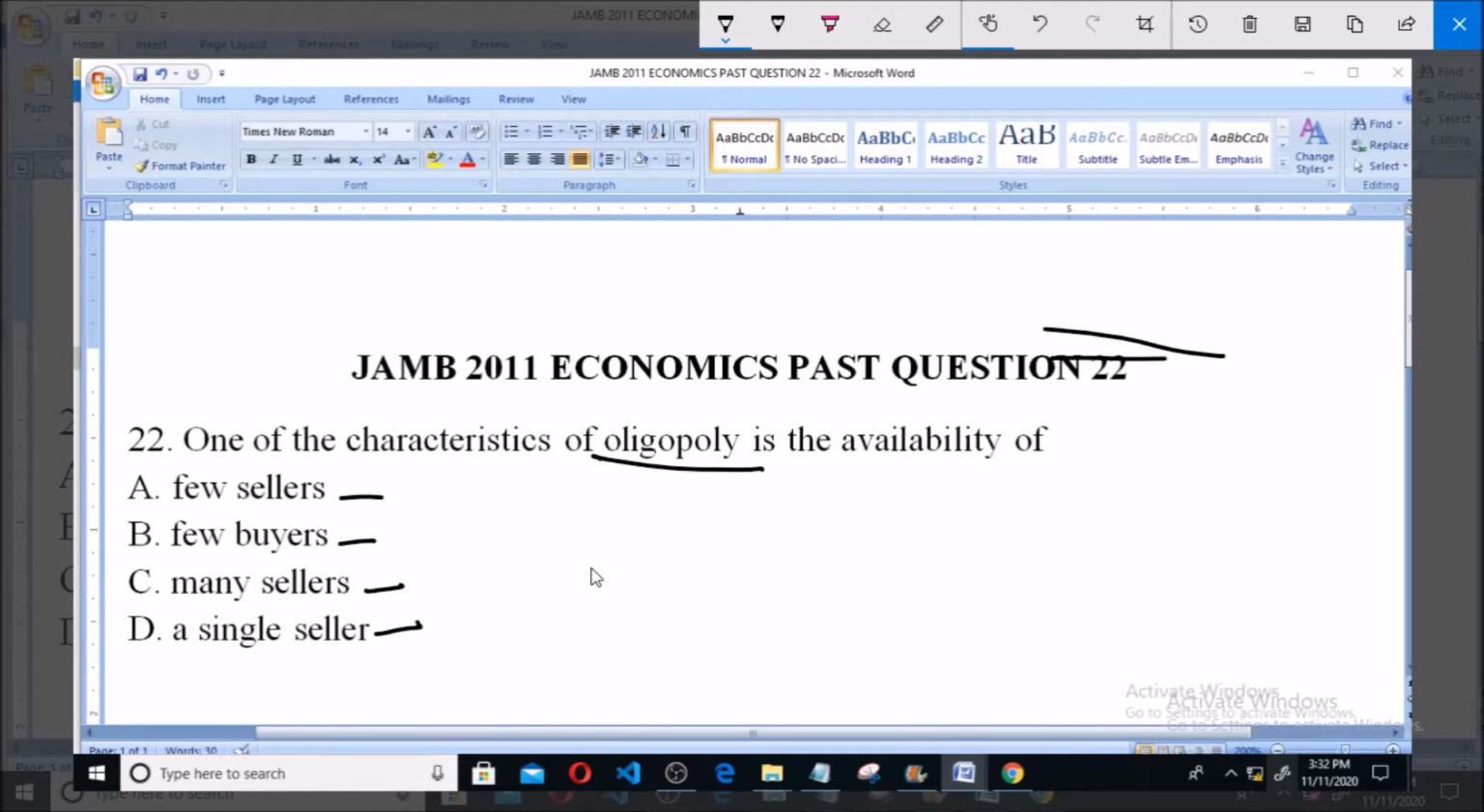oligopoly is a market structure in which a few firms dominate, just a few firms dominate.